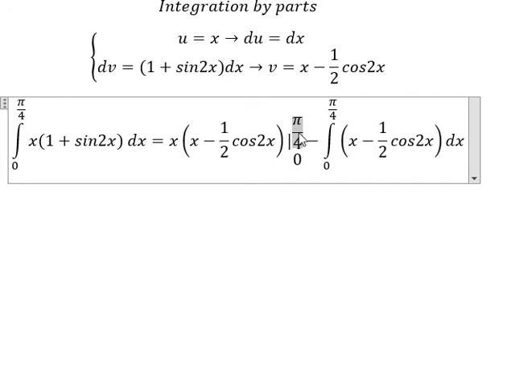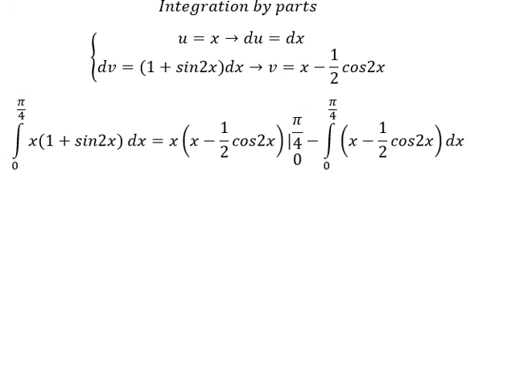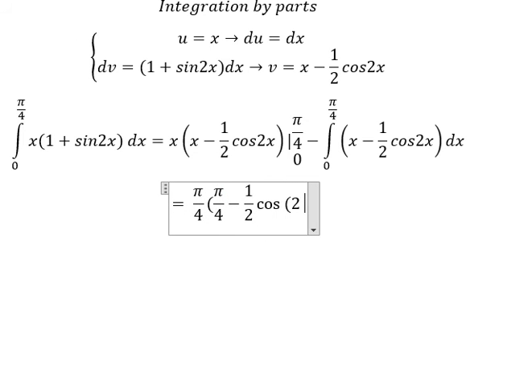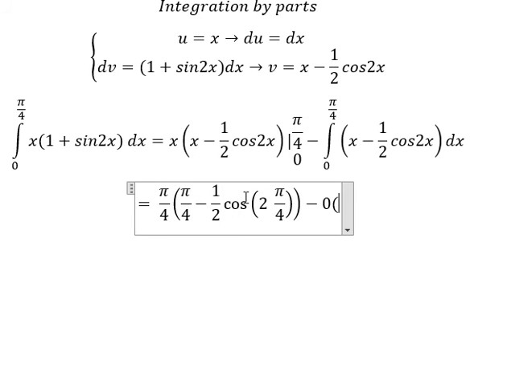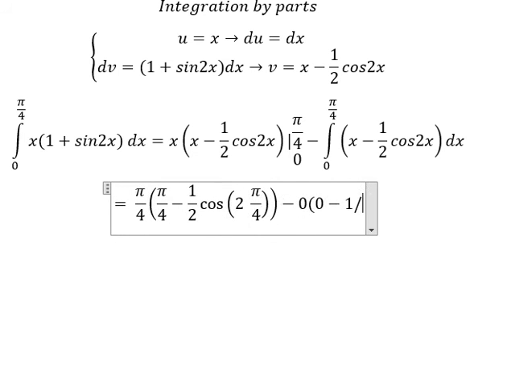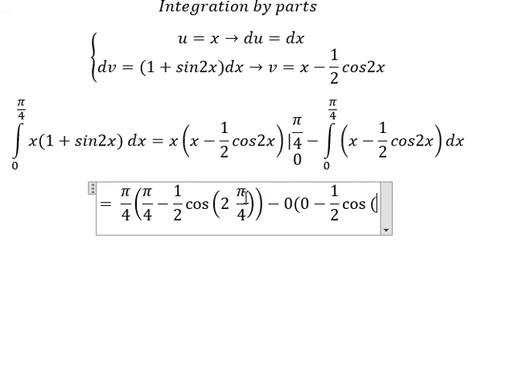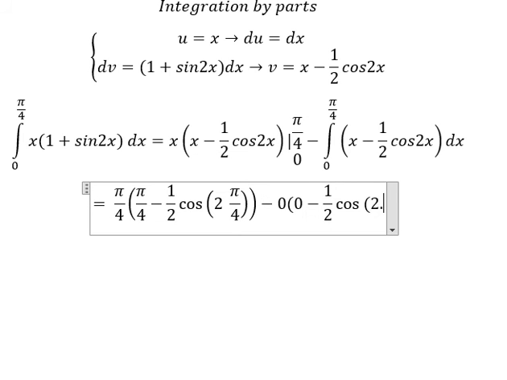Now I need to put pi over 4 in here and 0 in here, and then we will have pi over 4 multiplied by pi over 4 minus 1 over 2 cosine of 2 multiplied with pi over 4, minus 0 minus 1 over 2 cosine of 2 multiplied by 0.